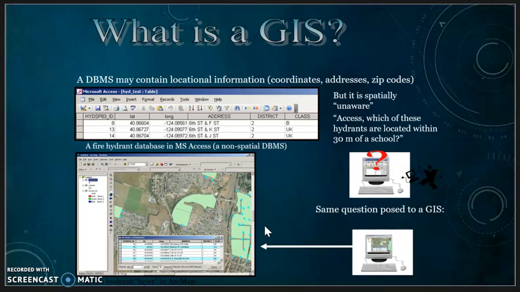If we were to pose that same question to ArcMap, which is a GIS program or a spatial database management system, we can then answer these questions with our attribute table data and our locational data. And so we can do a location query and figure out which hydrants are located within 30 meters of a school. We would have a school layer and a hydrant layer, and then we can ask the GIS to figure out those statistics for us.